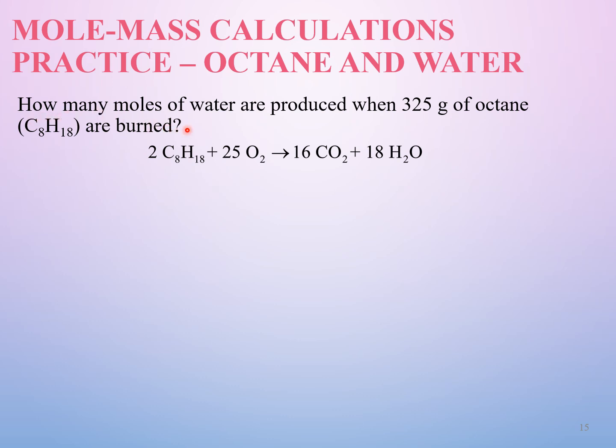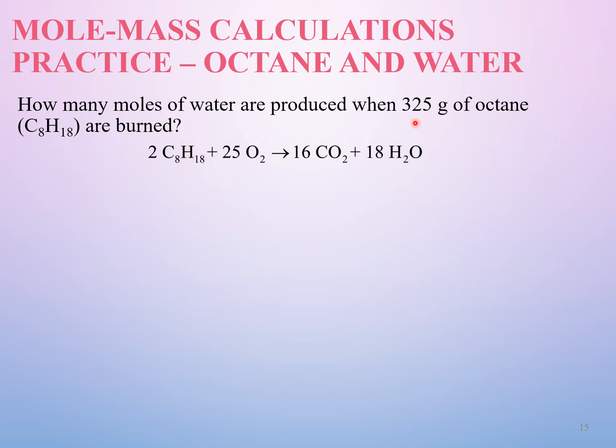How many moles of water are produced when 325 grams of octane, C8H18, are burned? So here's the balanced equation. 2 moles of octane plus 25 moles of oxygen gas will give you 16 moles of carbon dioxide and 18 moles of water. So you are really just looking for water in your answer, and they want you to get moles of water. So we have this mole to mole ratio of water to octane here because we have the grams. So you have the mole ratio of water, 18 moles of water to 2 moles of octane.